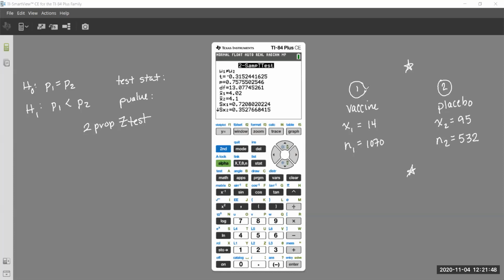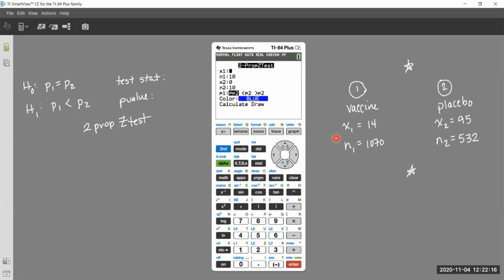So we're going to go to our 2-prop z-test. We're going to go to stat, over to tests, and it's a 2-proportion z-test. You'll notice X1, that's the number of successes in the first sample, sample size for the first sample, number of successes in the second sample, sample size, your symbol from your alternative hypothesis, and then you're set.